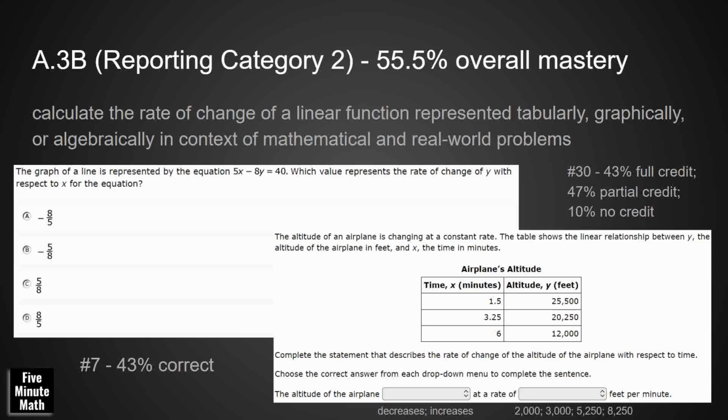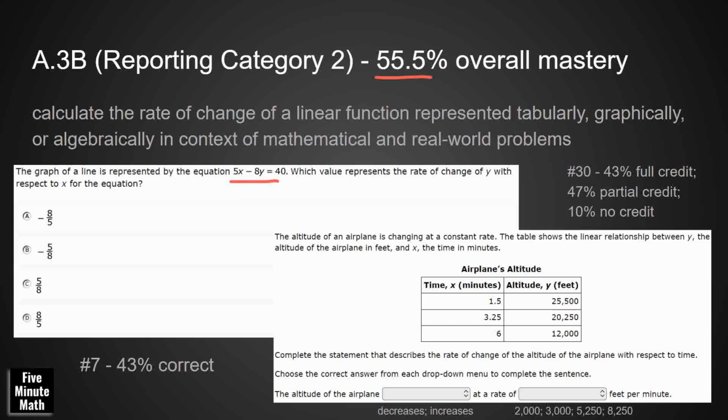Next, we are looking at 8.3b. This is 55.5% overall mastery. We are calculating the rate of change in linear functions. So you'll see number 7, which is a traditional multiple choice. Number 30, we had inline choice. And honestly, we did better on the inline choice number 30 than number 7. So let's take a look at it. The graph of a line is represented by the equation.